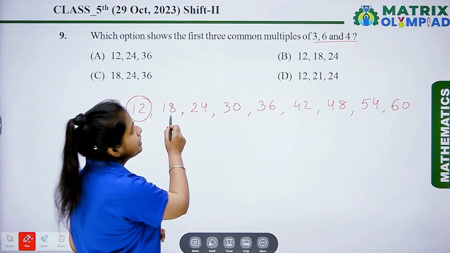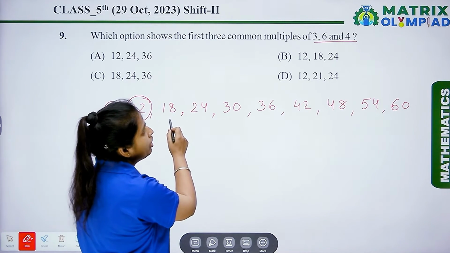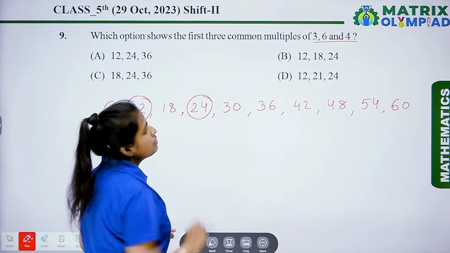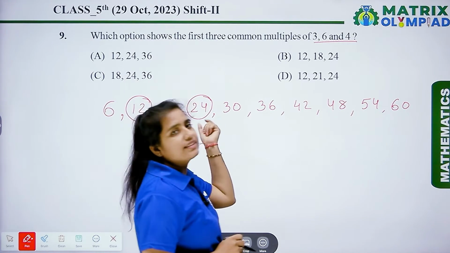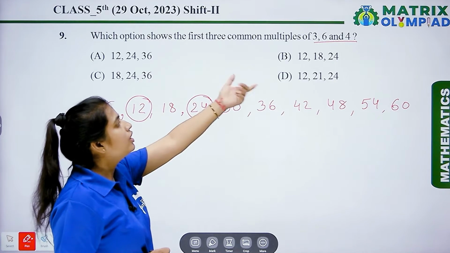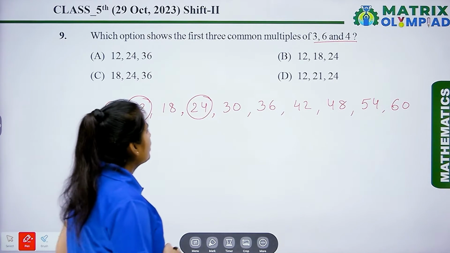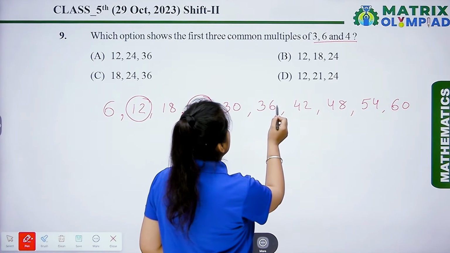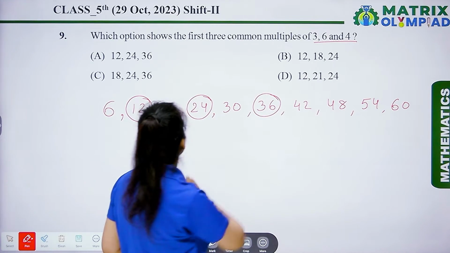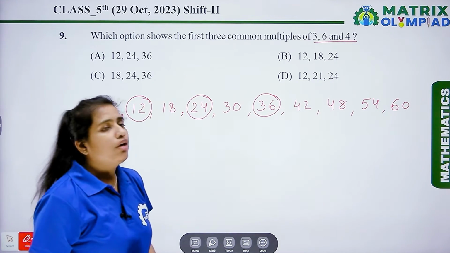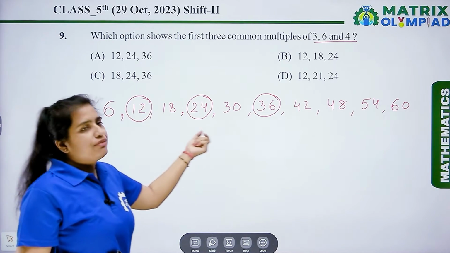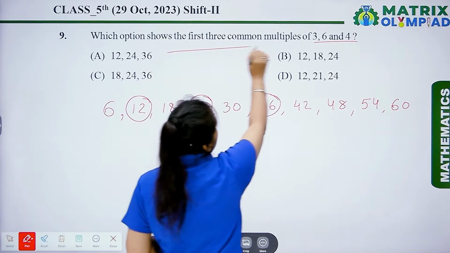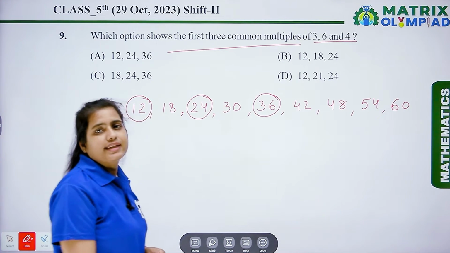Let's begin with the next. 18 comes in the table of 3 but not in the table of 4. 24 comes in both tables, or we can say that it is divisible by both; 3 and 4 are the factors of 24. Now next, 30, no. 36, yes. 36 comes in the table of 3 and 4 both. 12, 24 and 36 are the 3 common multiples of 3, 6 and 4.